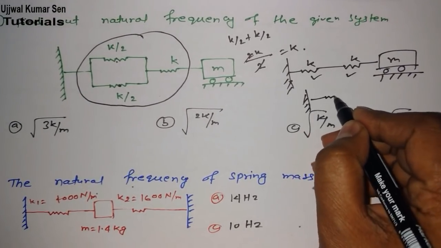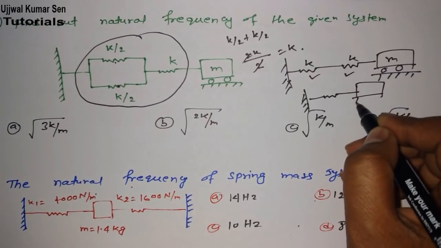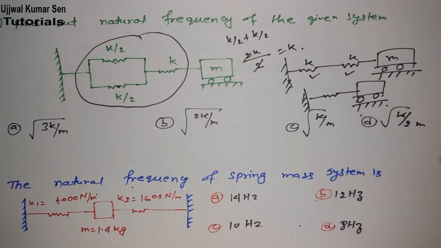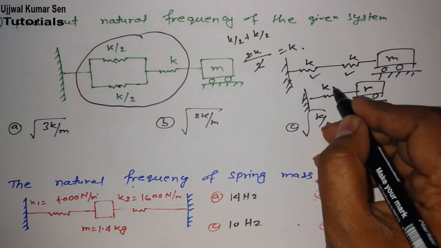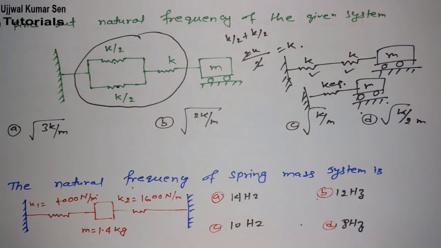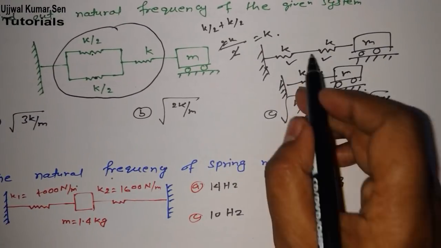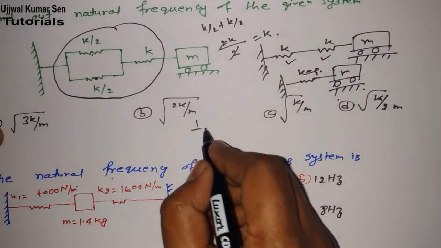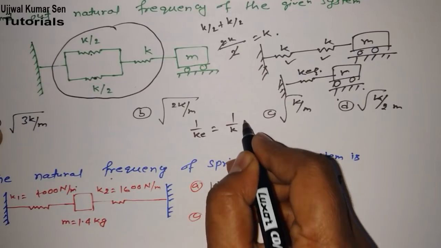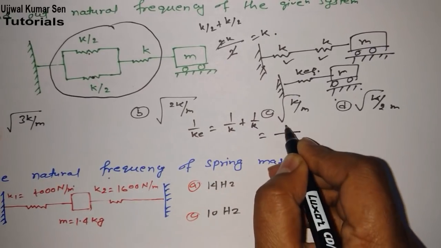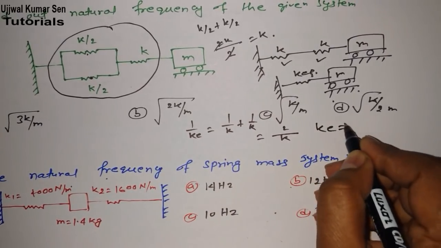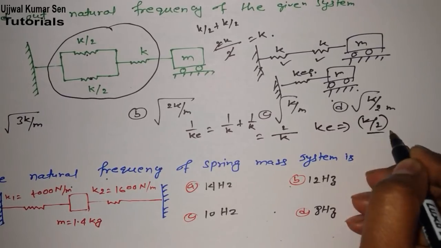Now these two are in series, so how can we find the combined stiffness? I want to find only one stiffness, then only I can implement the formula which I have shared with you. So what is k equivalent? Whenever these two are in series, then we can write 1/ke = 1/k + 1/k, therefore 2/k, therefore ke = k/2.